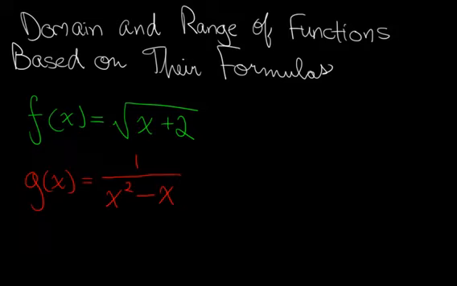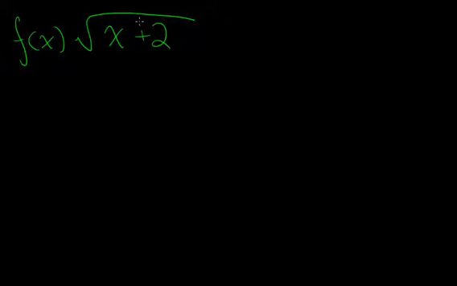So let's start with number 1, f of x. f of x is equal to the square root of x plus 2. Because the square root of a negative number is not defined as a real number, the domain of f of x consists of all the values of x such that x plus 2 is greater than or equal to 0.